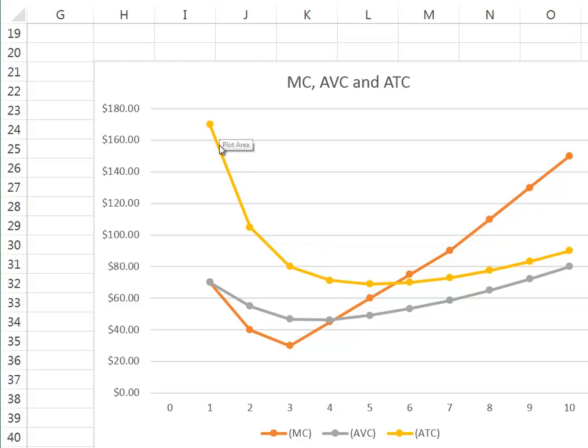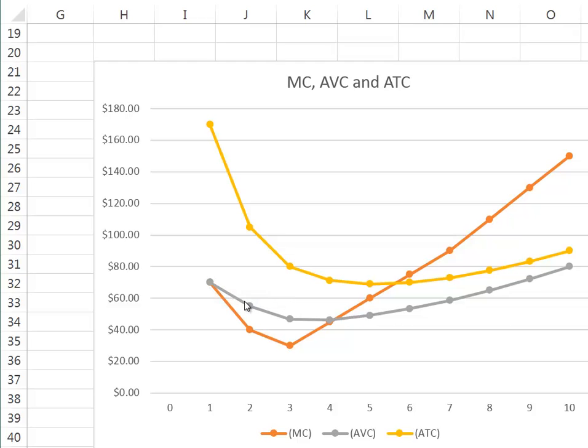Same thing's true with average total cost. Average total cost falls when marginal cost is below it, reaches a minimum point where the marginal cost goes through it, and then average total cost is increasing when the marginal is above it. The vertical distance between the average total cost and the average variable cost is actually average fixed cost. And so this is what the diagrams look like.